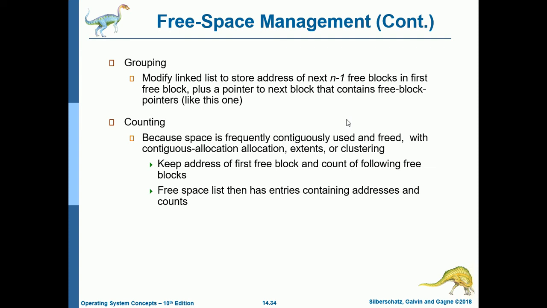Okay, next we can also do grouping. So modify the linked list to store the addresses of the next n minus 1 free blocks in the first free block, plus a pointer to the next block that contains free block pointers. We can also do counting, because space is frequently contiguously used and freed with contiguous allocation, extents, or clustering. So keep the address of the first free block and a count of the following free blocks. And then the free space list has entries containing addresses and counts.